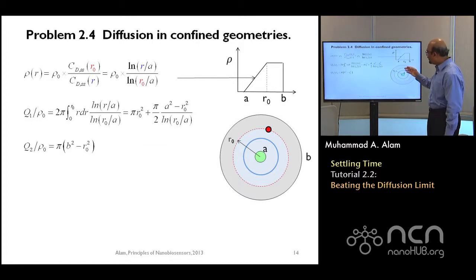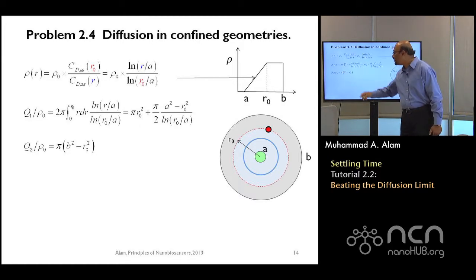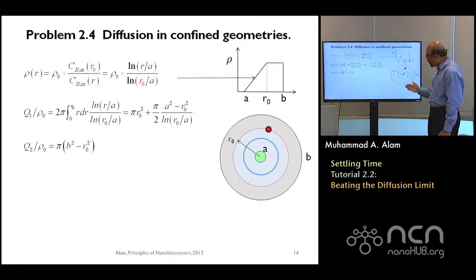What about the other piece? So between R0 and B, I will have some more molecules, but those are flat because there's no flux going out of the outer ring. And so I have this flat. And if I have this flat, it will be pi B square minus R square. That will be the total amount of charge I have within this. Think about a constant density ring surrounding it between R0 and B. And so what is the total charge?